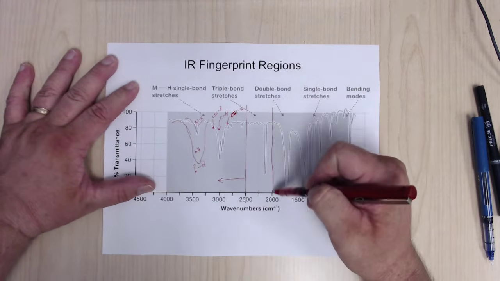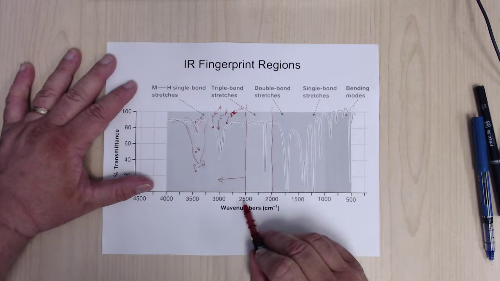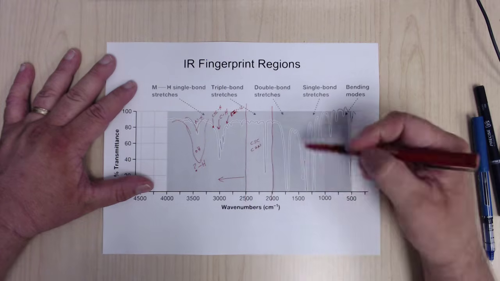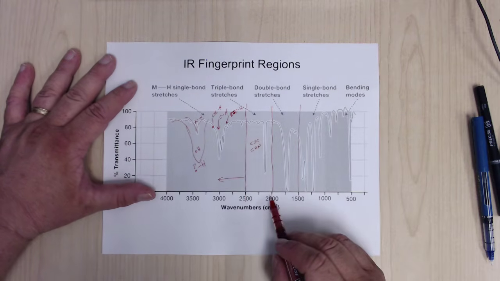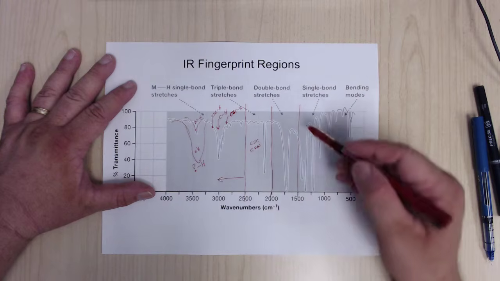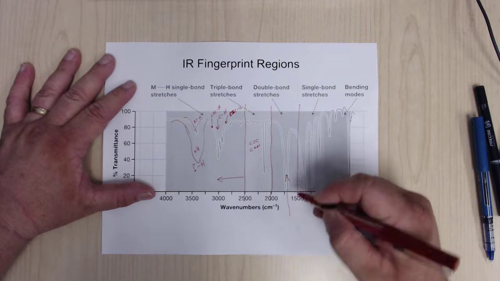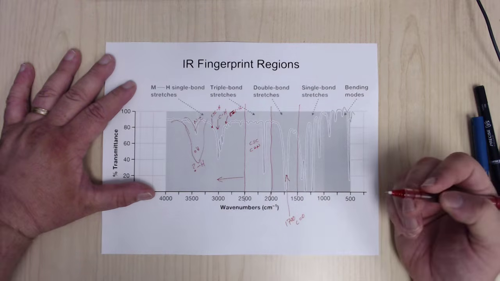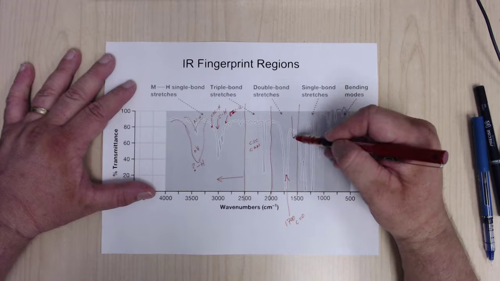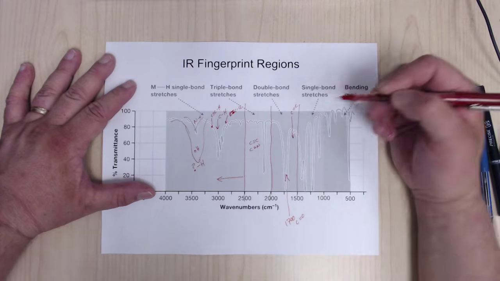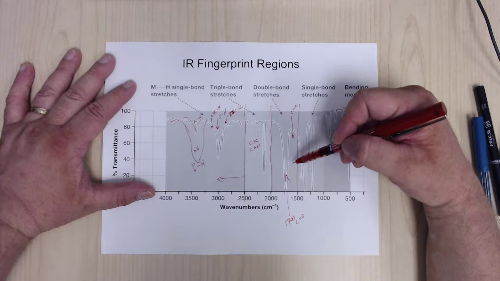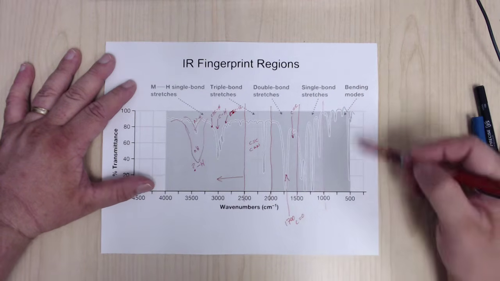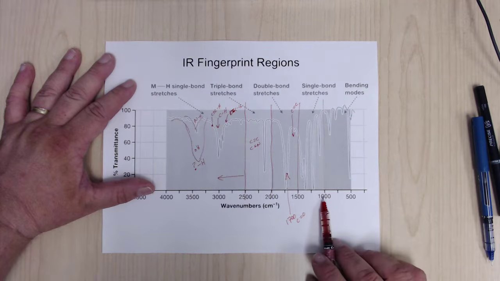The triple bond region is typically between 2000 and 2500. So you're looking at carbon-carbon triple bonds and carbon-nitrogen triple bonds. At about 1500 to 2000, you're going to have your double bond regions, and in particular what you're going to be looking at is the 1700 peak, because those are the C double bond O's. You also have the carbon-carbon double bonds, and those are typically a little bit lower numbers than that. Your single bonds are over here between 1000 and 1500, and your bending modes are between 500 and 1000.